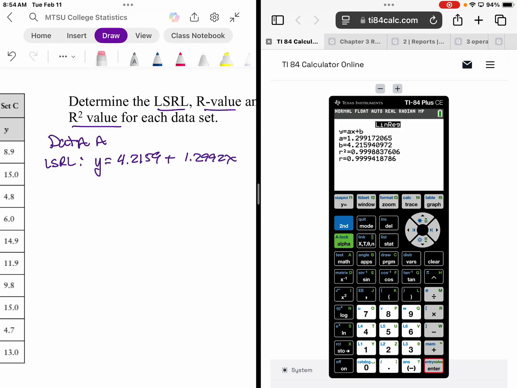So now, what are our values? Our R squared value was 0.99988. Our R value is 0.99994.